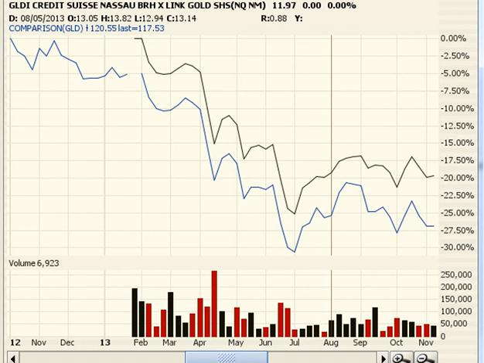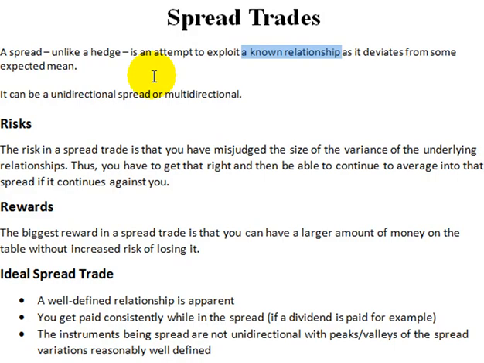Now, if you think about a spread trade, ideally, it can be either unidirectional or multi-directional. And ideally, you'd like the multi-directional. You'd like to be able to do it both ways. That's the ideal case. It can be one or the other, just like a range trade. It can be one direction or both. And so when we think about a spread trade, you have to think about your risk, your rewards, like always.